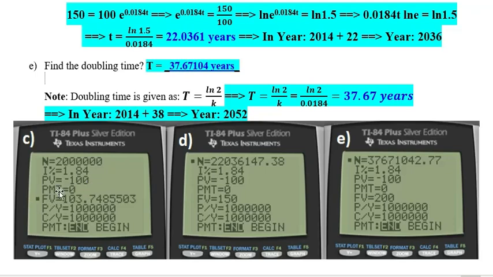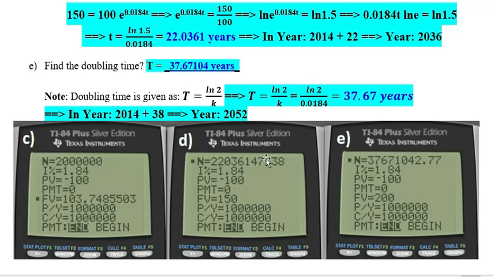PMT, we don't care, this is for annuity. Then P over Y is 1 million. C over Y is 1 million. So it is increasing every year by 1 million, because that's exponential growth. Then the future value, which is in 2 years, you do alpha solve, then it's going to reach 103.74, which is about 104 million.